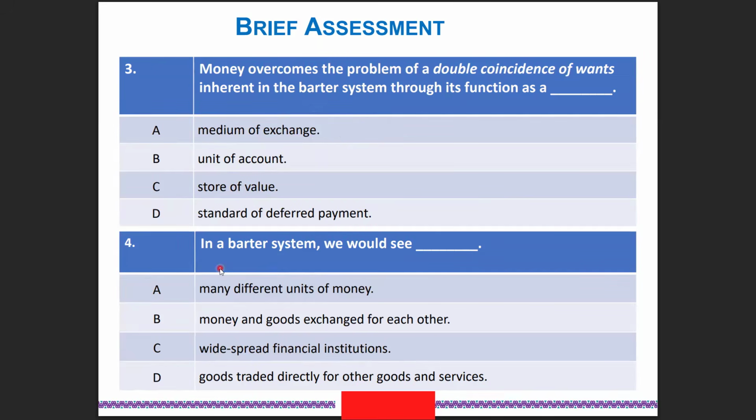Money overcomes the problem of double coincidence of wants inherent in the barter system through its function as a medium of exchange.